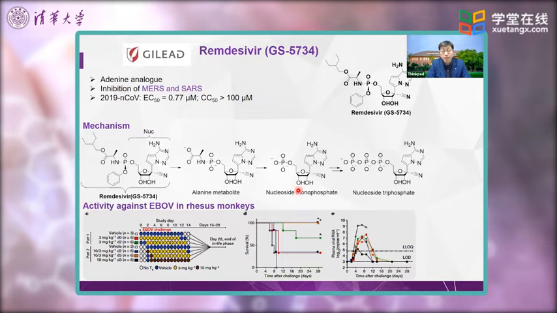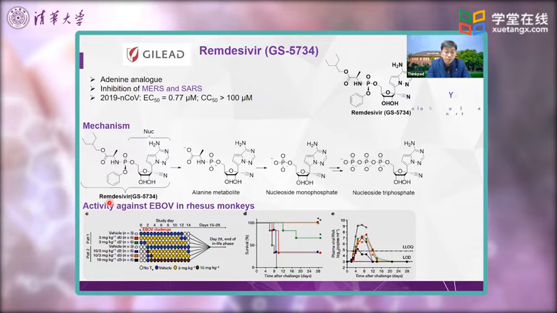The first nucleotide analog I will discuss here is remdesivir. It was developed by a company called Gilead. The chemical structure is shown on the upper right. It's an adenine analog. Originally, it was developed for treating MERS and SARS. It has been tested in an in vitro assay and has an EC50 value around 0.8 micromolar. Here we can see the mechanism, how it works.